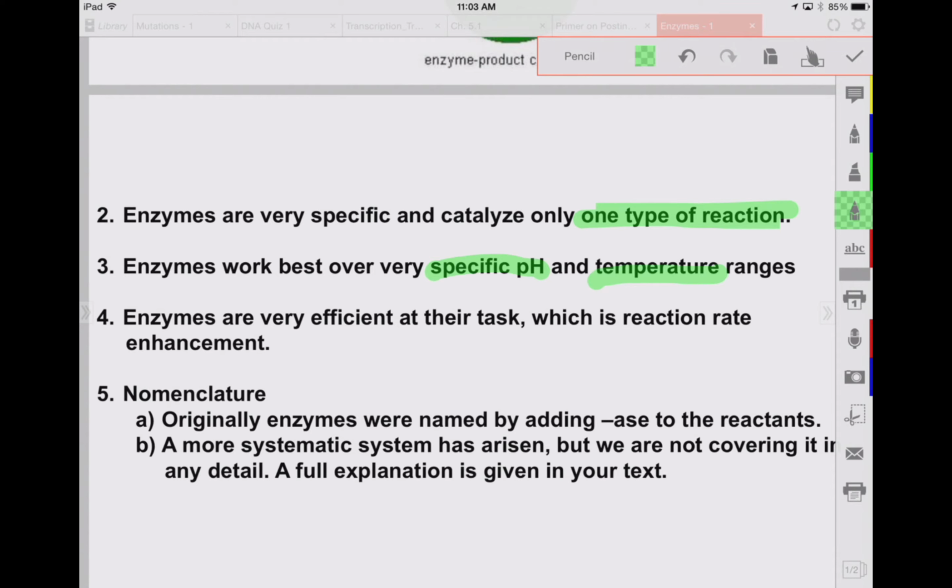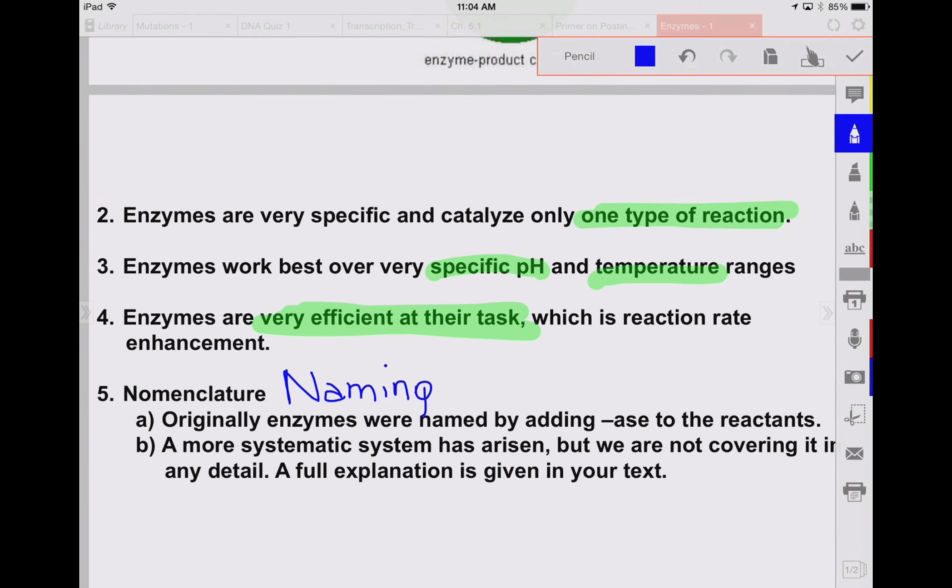Enzymes, because they catalyze only one type of reaction, are really good at unitasking. They just do one thing, so that makes them very efficient. Like the robot in the factory that has one job to do. But nomenclature just means naming. So we don't have to read too much into it. It's just, how did we name them?